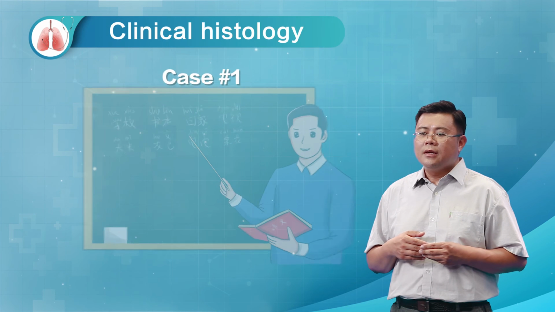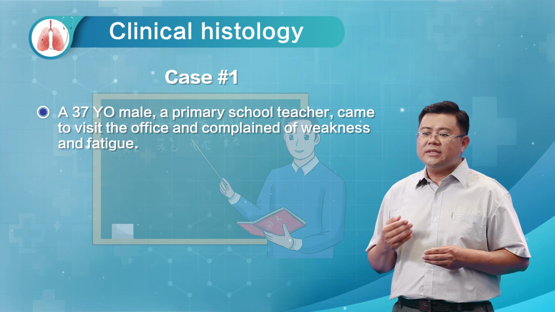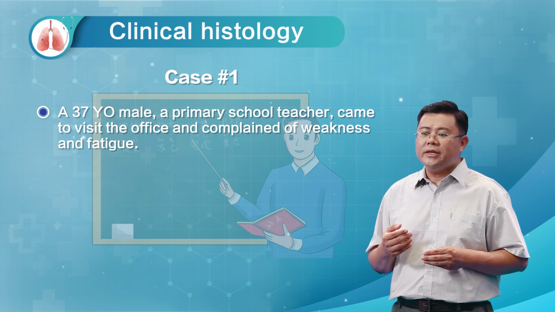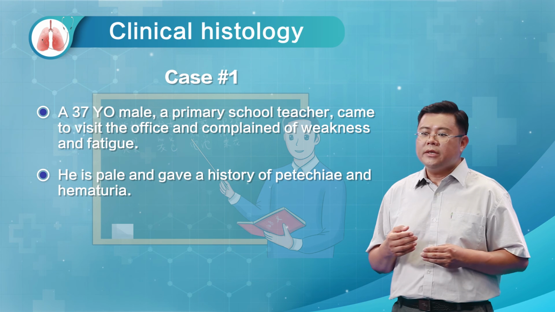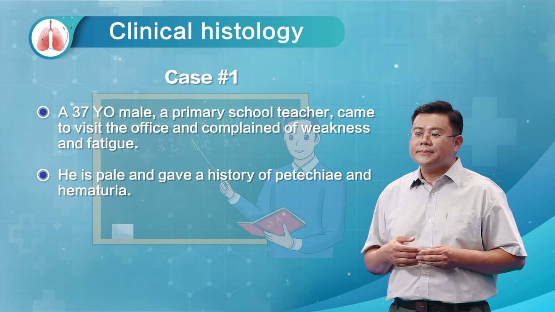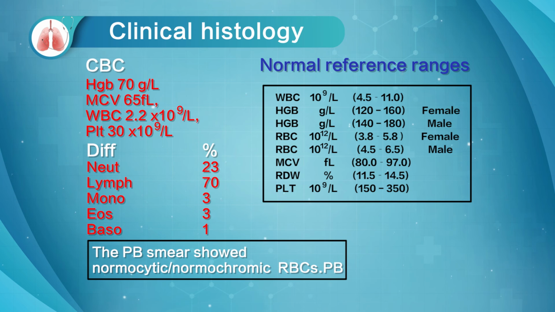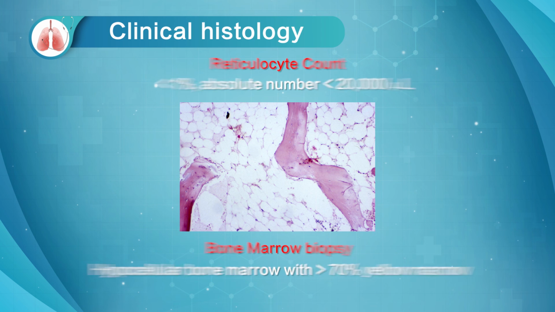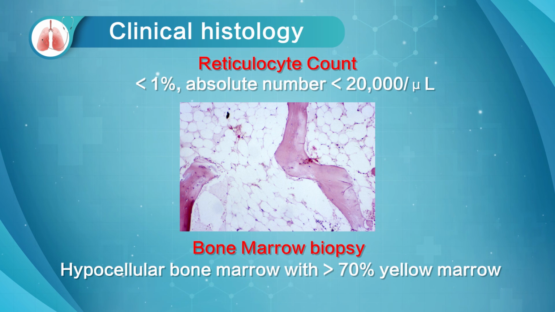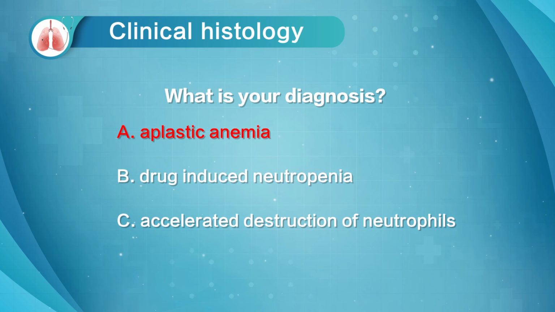Case number 1. A 37-year-old male, a primary school teacher, came to visit the office and complained of weakness and fatigue. He gave a history of petechiae and hematuria. CBC tests showed all types of blood cells are lower than normal, but blood smear showed normocytic red blood cells. Then reticulocyte count showed less than 1%, and bone marrow biopsy showed more than 70% yellow marrow. And the diagnosis is aplastic anemia.